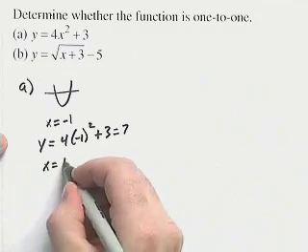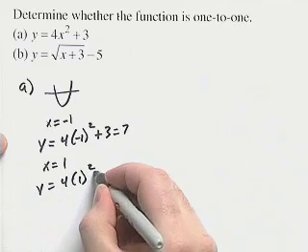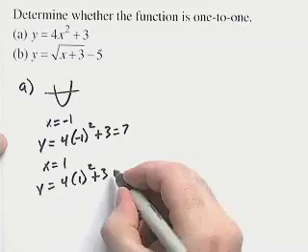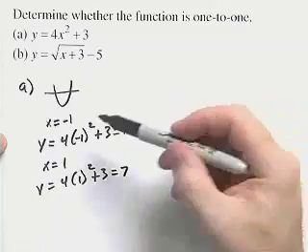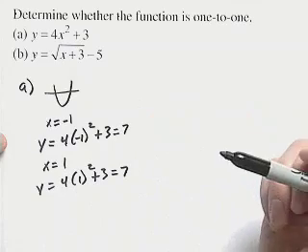If we let x equal +1, we get y is equal to 4 times 1 squared plus 3. 1 squared is 1 times 4, so we get 4 plus 3 is also equal to 7. So we see that two different x values give us the same y value, and the function is not one-to-one.